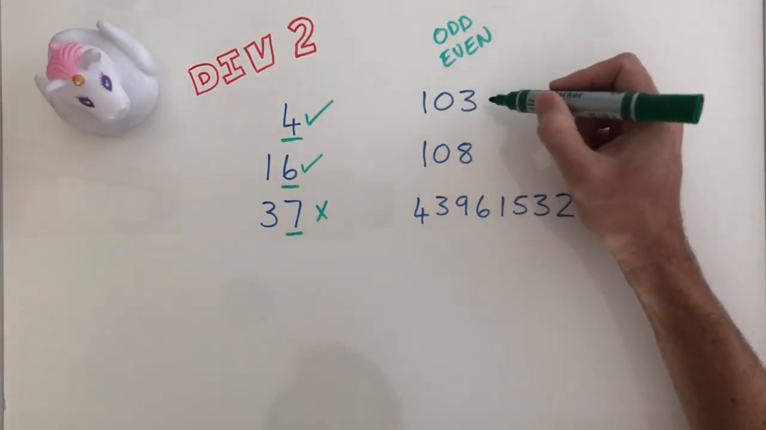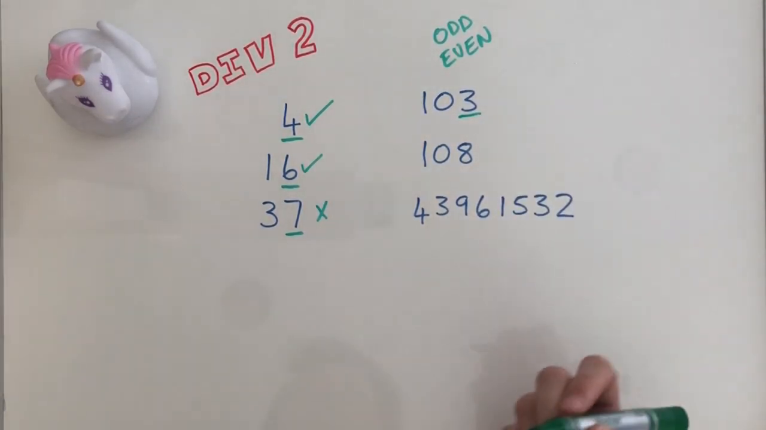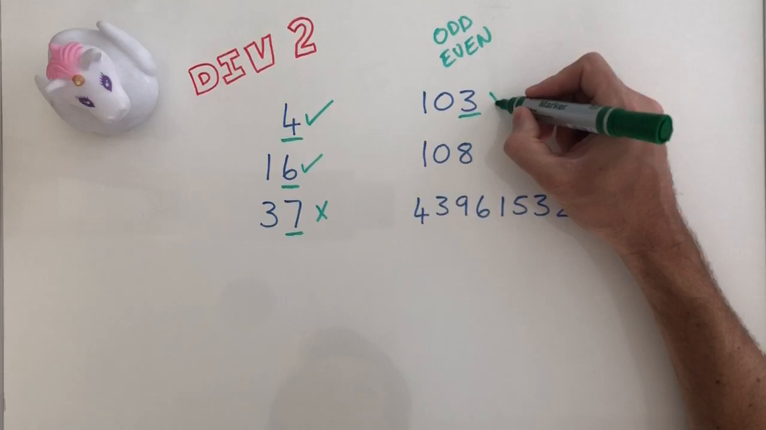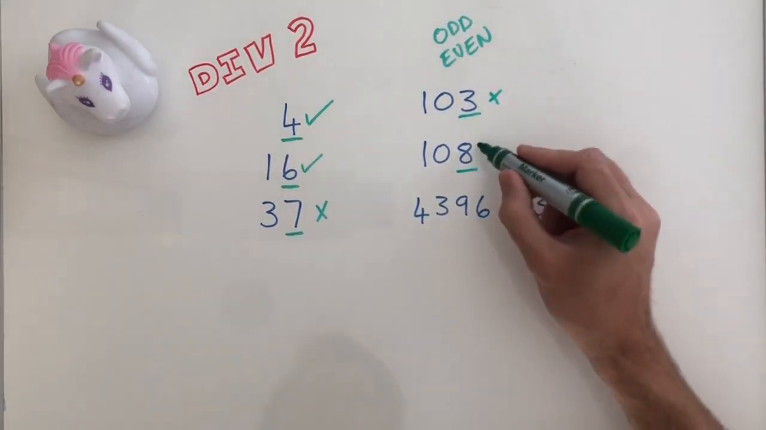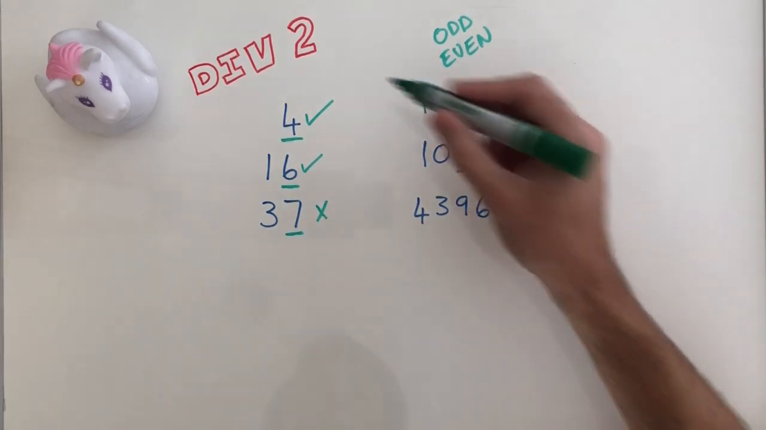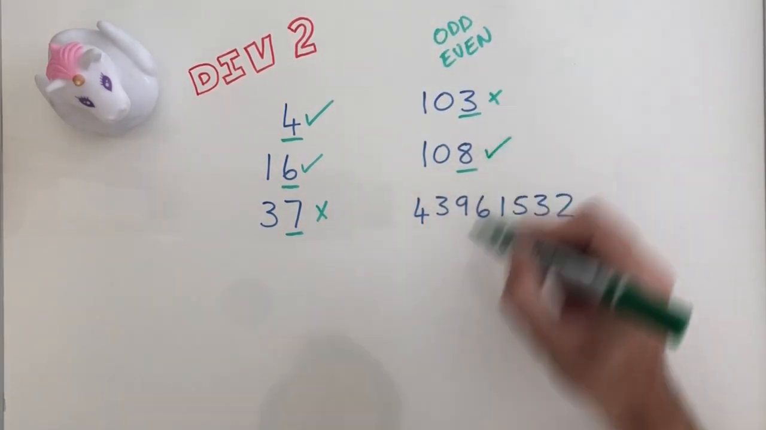We can look at a little bit of a bigger number, like 103, and I just check the 3, and I see, okay, well, it's an odd number, so this will not be divisible by 2. Again, you look at the unit, I see that's an 8, so obviously 2 will go into 8, and this will definitely be divisible by 2.